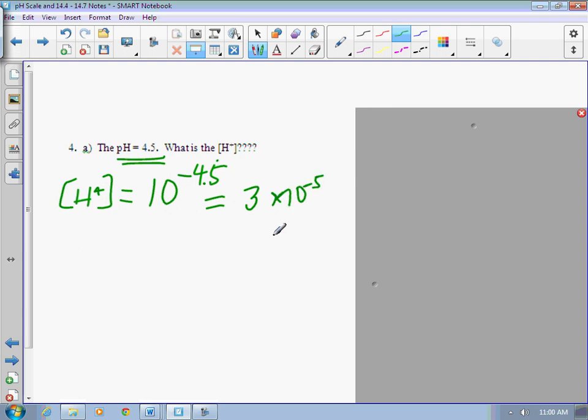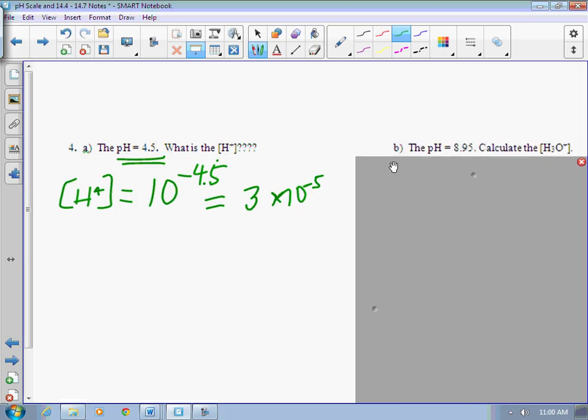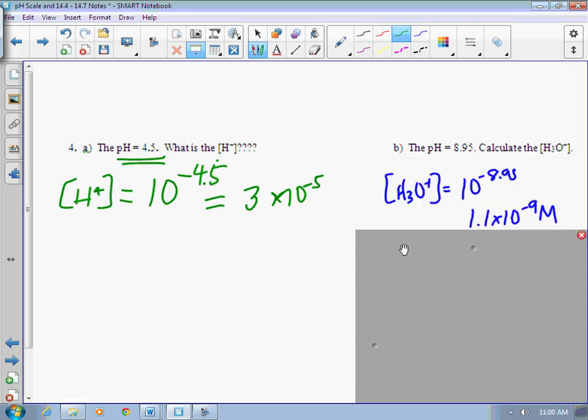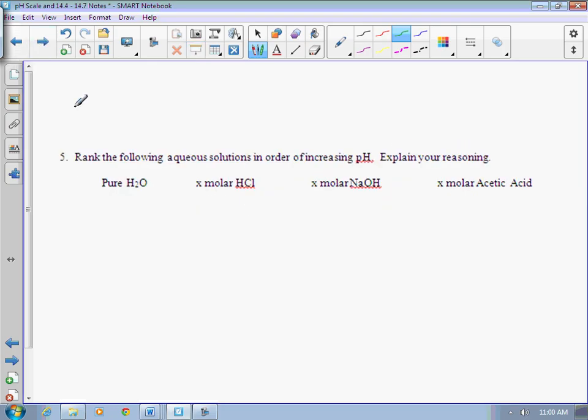Okay, wanted to do letter B, please. Okay, the pH is 8.95. Do it. Okay. Once you got an answer, we'll check your work. Comes out to 1.1 times 10 to the negative 9th. Okay? Last but not least, this last problem, I'd like you to think about it. Okay, and go ahead and bring in an answer for this when you come in tomorrow.